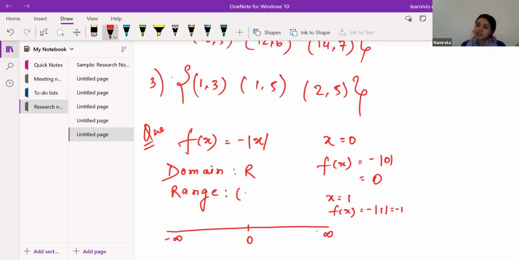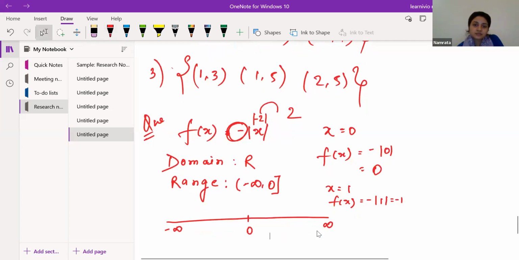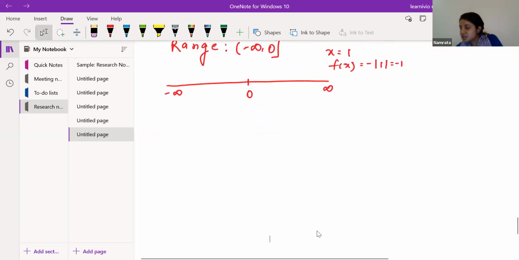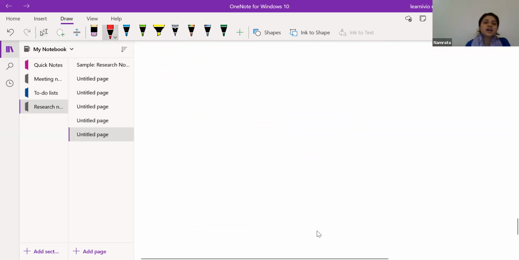Modulus will make everything positive. Even if you put a negative number over here, it will come out positive, but this negative is already there. So eventually the range will be minus infinity to 0. It can be 0, that's why I am writing this bracket. Open interval, closed interval, I have discussed the concept with you. So from minus infinity to 0, and 0 can be the output. Is it clear? Yes, ma'am.